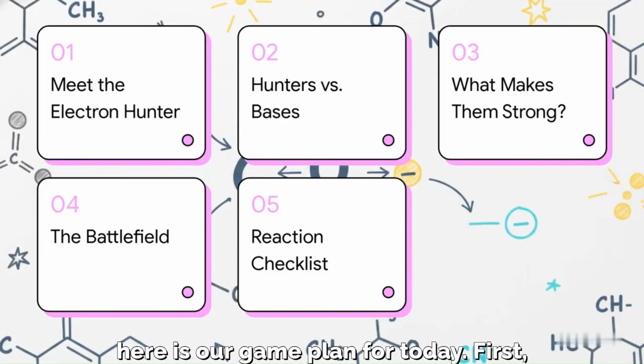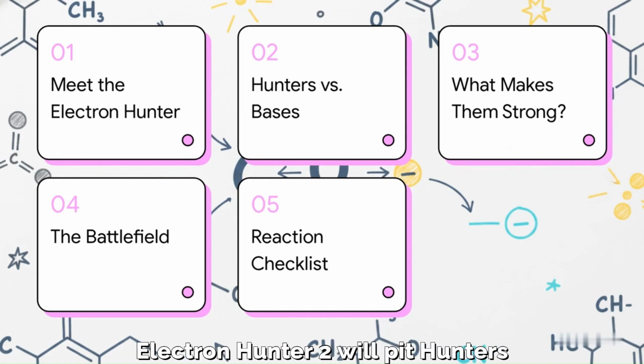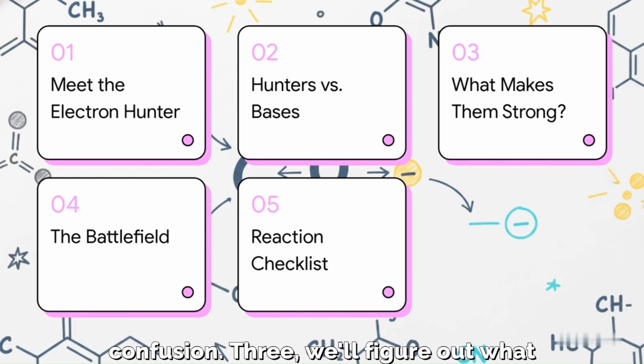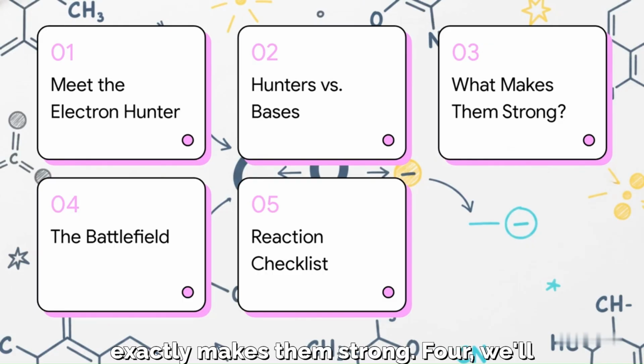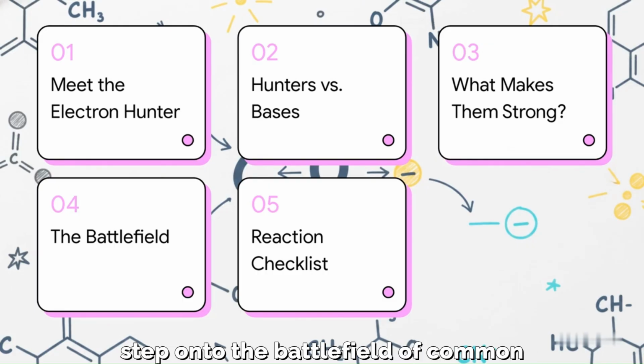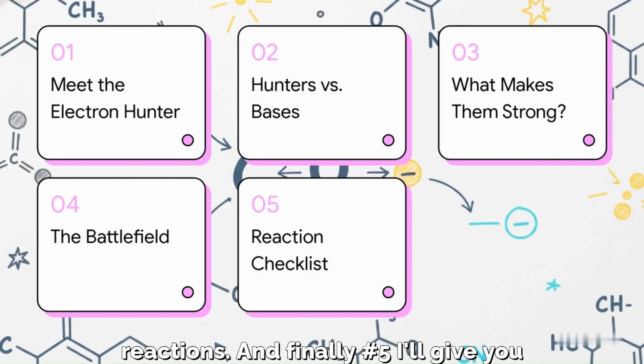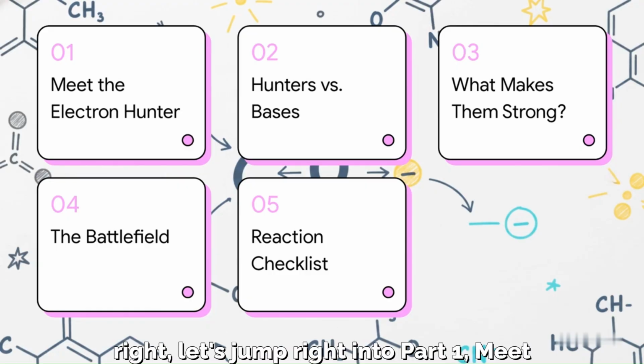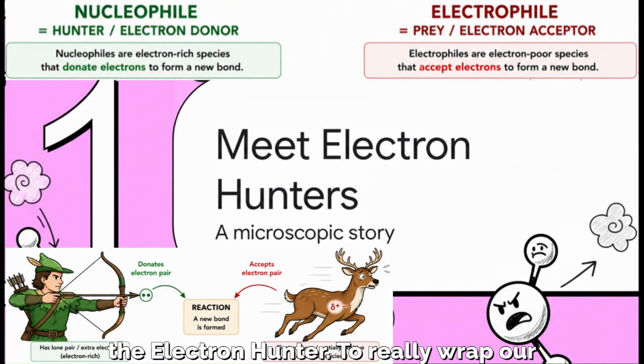So here is our game plan for today. First, we'll meet our main character, the electron hunter. Two, we'll pit hunters against bases to clear up some major confusion. Three, we'll figure out what exactly makes them strong. Four, we'll step onto the battlefield of common reactions. And finally, number five, I'll give you the ultimate reaction checklist. All right, let's jump right into part one.